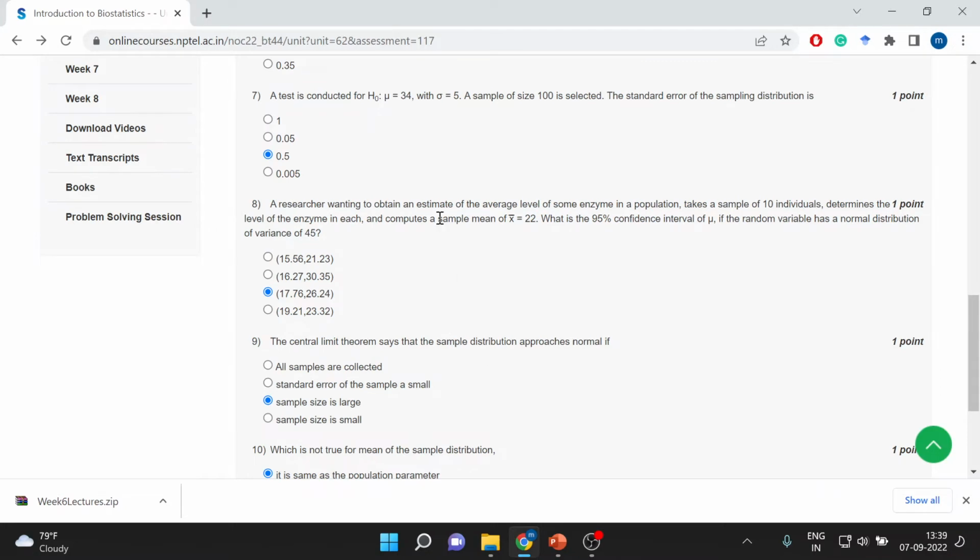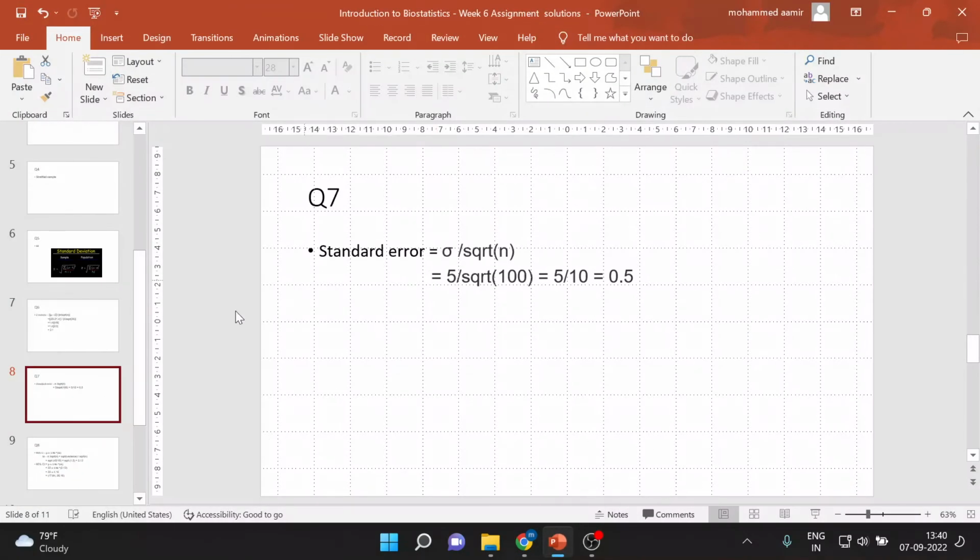The next question is, a researcher wants to obtain an estimate of an average level of some enzyme in a population and takes a sample of 10 individuals, that means the sample size is 10. He determines the level of the enzyme in each and computes a sample mean of x equals 22. So sample mean is 22. What is the 95% confidence interval of the mean, given that the distribution is normal and has a variance of 45? For this you just need to again substitute values in a formula, and the formula is this.